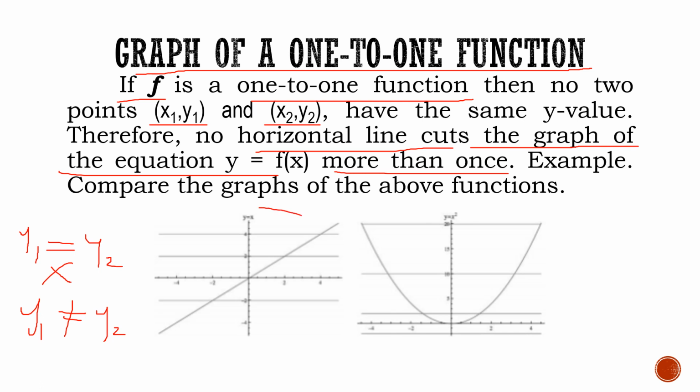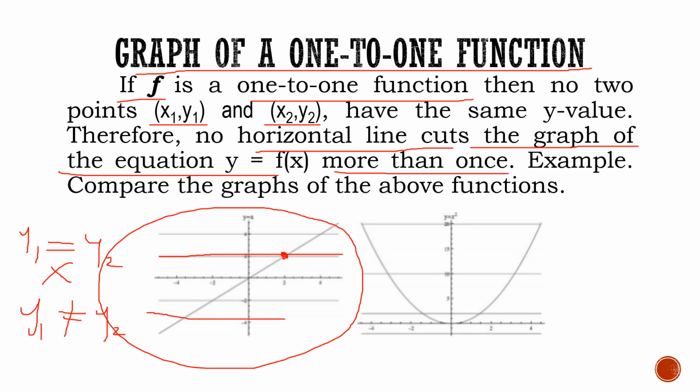So with your first graph here, if we apply your horizontal line test, as you can see, there is only one point of intersection between your horizontal line and your graph, which is your line that rises from left to right. Even if we apply the vertical line test, there is only one point of intersection. As long as there is only one point of intersection between the horizontal line that we applied to your graph, meaning the horizontal line cuts the graph only once, then this graph represents a one-to-one function.